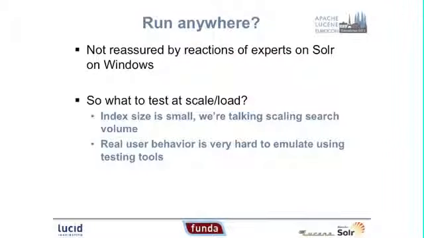So, what were we going to test? Well, our index size is not so big. It's only in the order of 1 million objects that we're searching. So we don't need sharding, we don't need all of the really complex stuff. But we do need scale-out of the searchers, because we have a large search volume. So we wanted to test that. How does replication work? How does replication work under heavy search load?